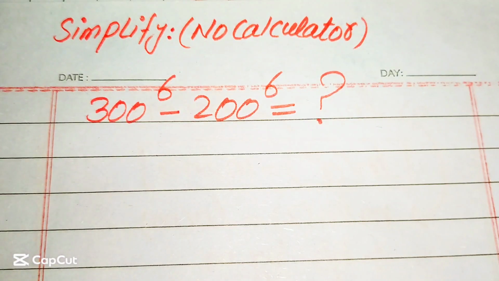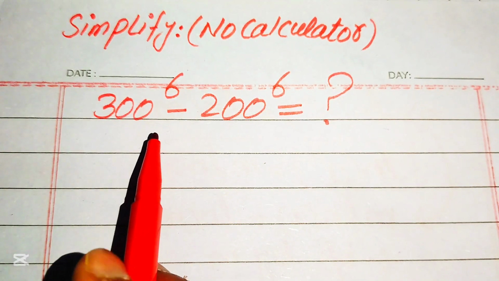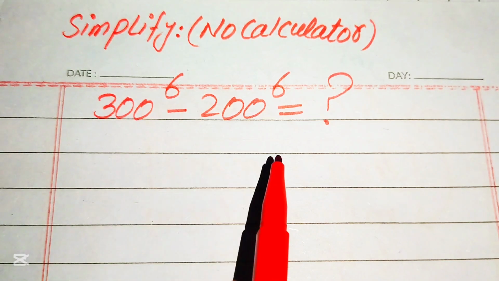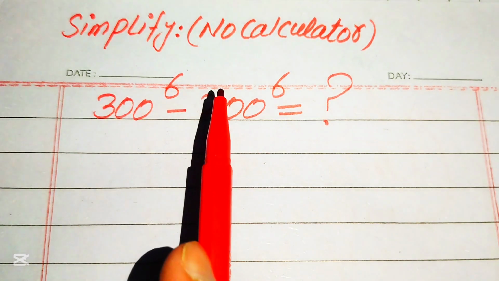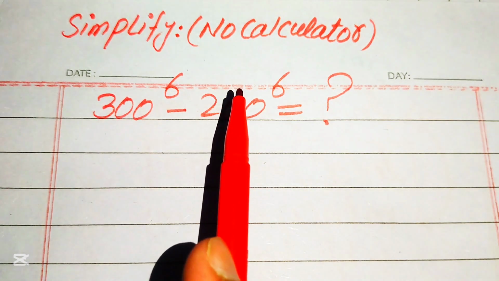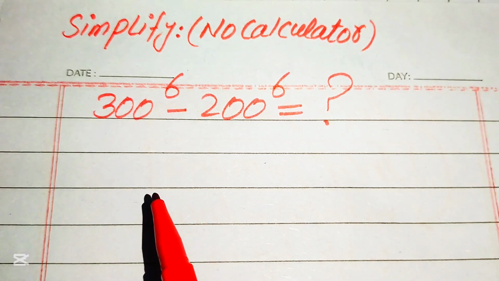Hello everyone, how to simplify this nice algebraic expression. So if we have 300 to the power of 6 minus 200 to the power of 6, and we write this algebraic expression into the simplified form. Remember that a calculator is not allowed in this problem. We will show all of the working on this paper.